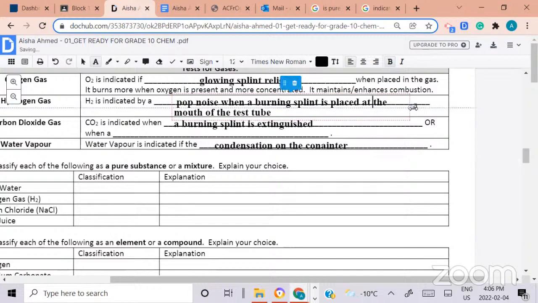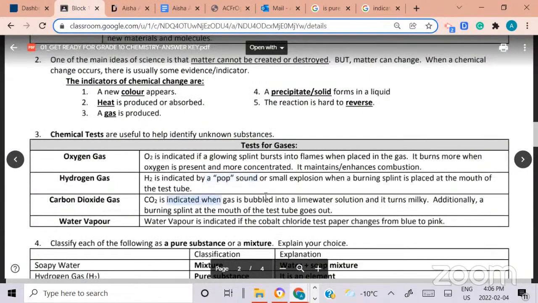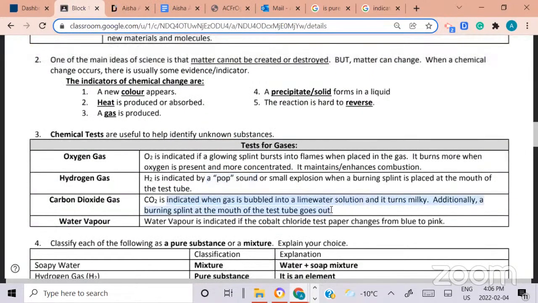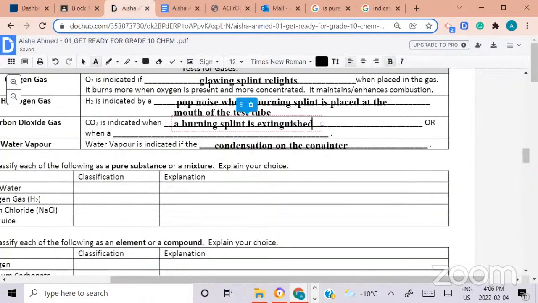And then carbon dioxide, oh yeah, there's the lime water test. Okay, so just check the wording for that. It's indicated when gas is bubbled into lime water solution and turns milky. You can keep that one. Gas is bubbled into lime water and it becomes milky.